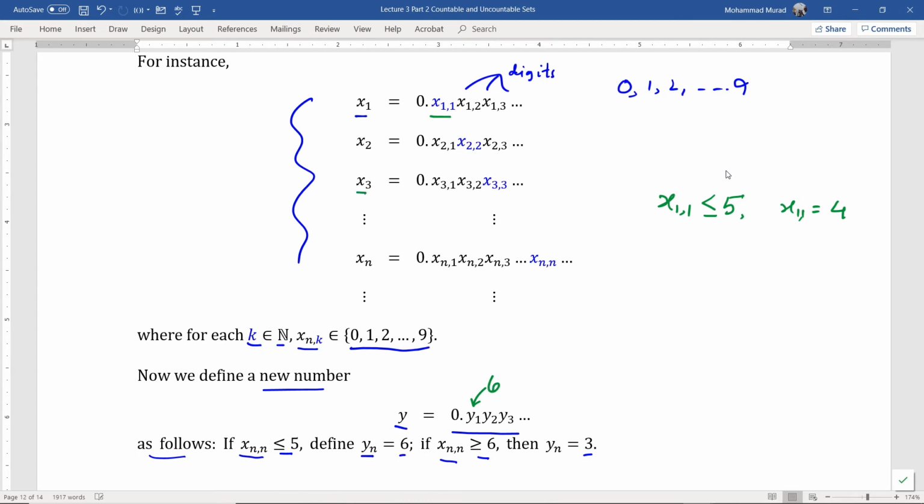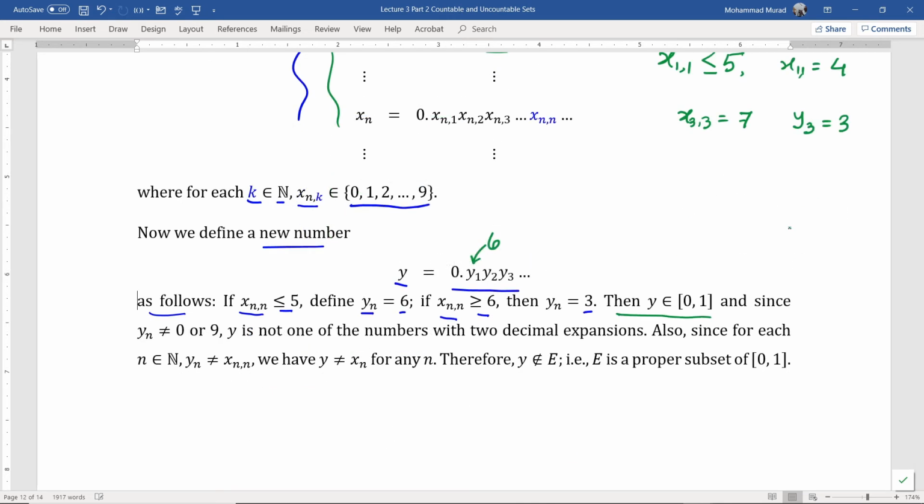Similarly, in x sub 3, if this element, x sub 3 comma 3, is larger or equal to 6, for example 7, then y3 would be 3. So we have constructed the number y out of these elements following the rule shown here.